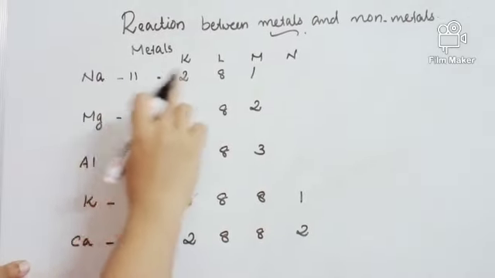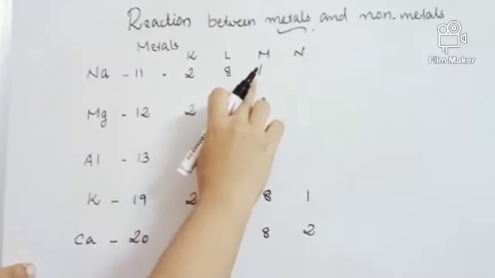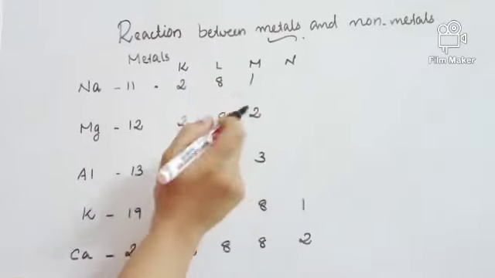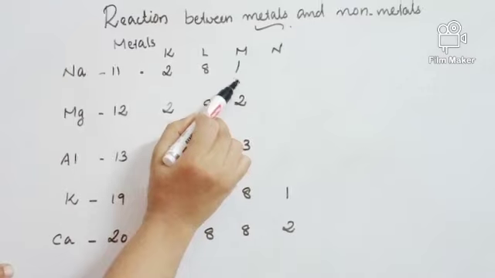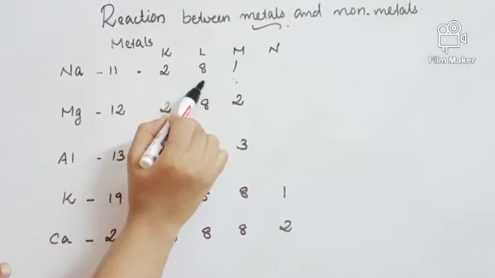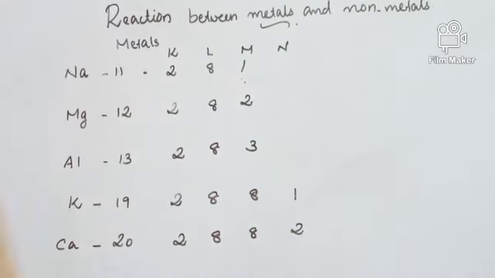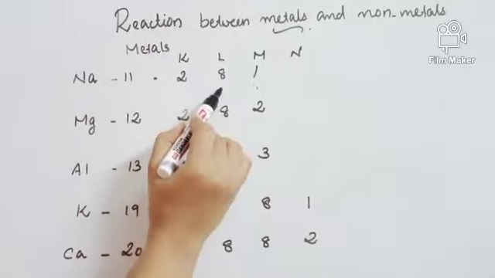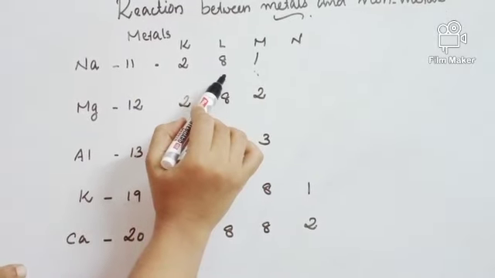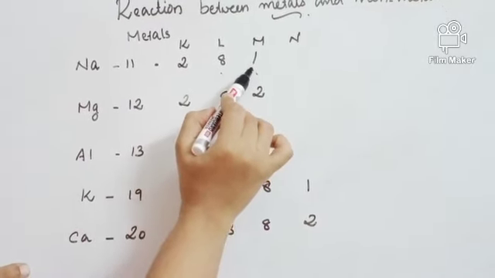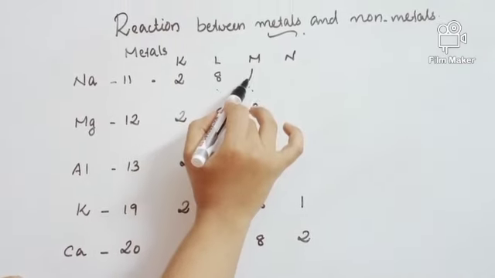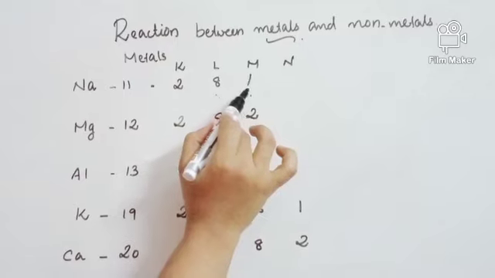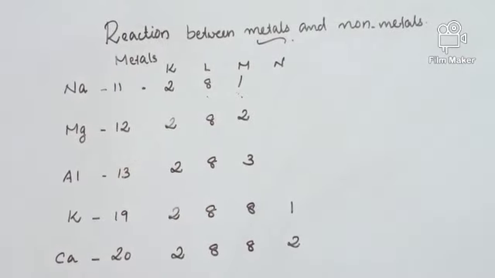Now listen here, in the case of sodium, the outermost shell of sodium has 1 electron. If this 1 electron is removed, then its outermost shell becomes a shell with 8 electrons. That means it can attain octet rule or it can attain stability by losing 1 electron. So the sodium will always try to lose this 1 electron and attain stability.